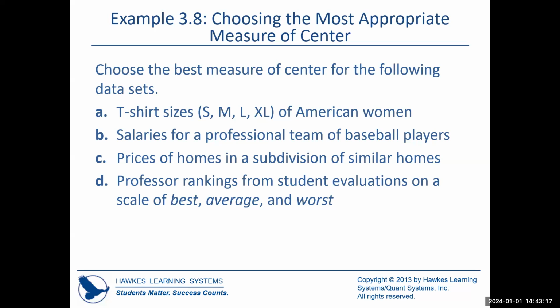Part C says prices of homes in a subdivision of similar homes. If the homes are all similar, we should not expect to see any outliers. So I think for part C, the mean would be the best measure here. Price, of course, is a measure, quantitative data. Part D, professor rankings from student evaluations on a scale of best, average, and worst. Because these are labeled as best, average, and worst, that's qualitative data, labels, categories, and so we have to use the mode.